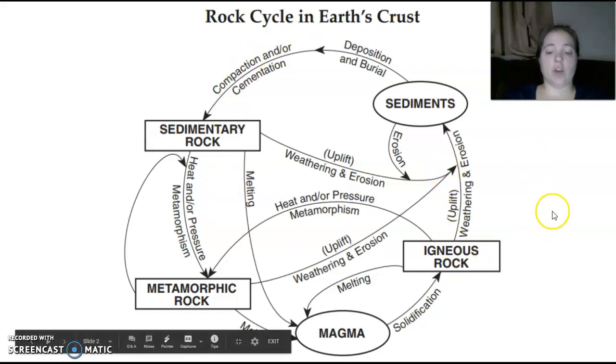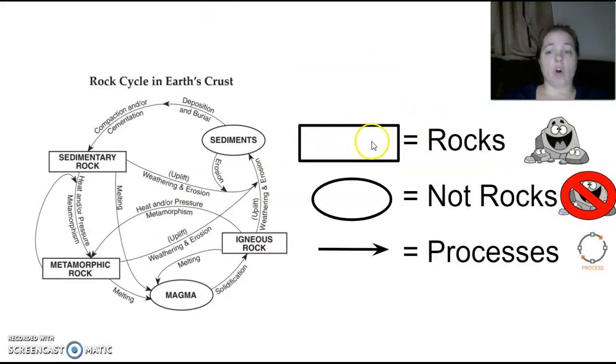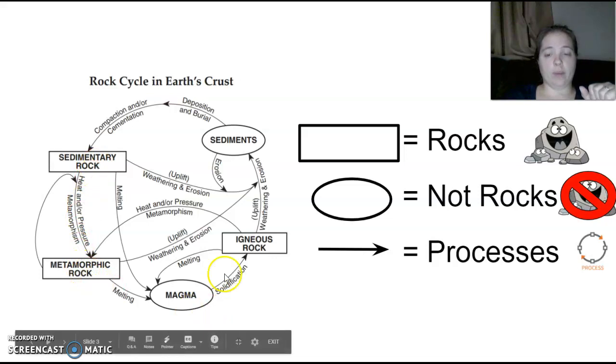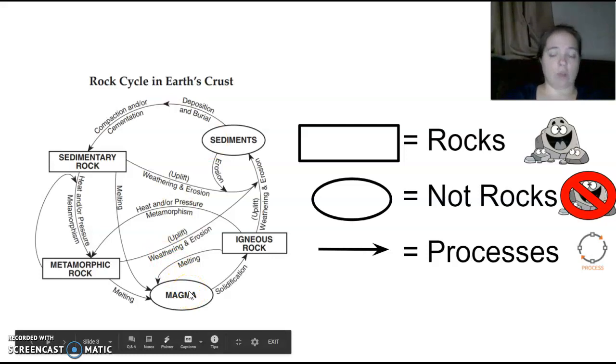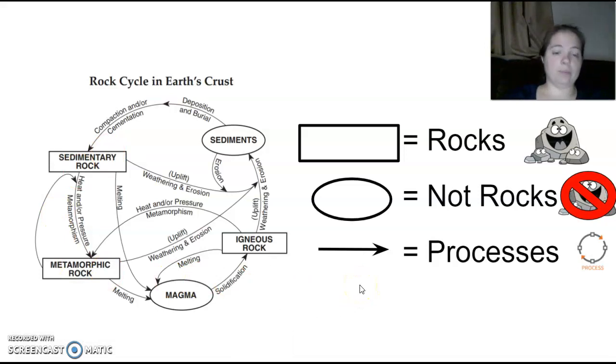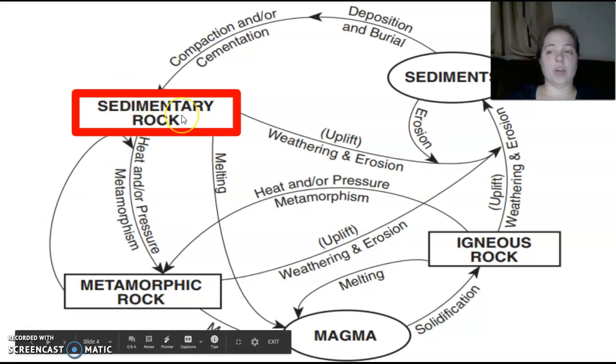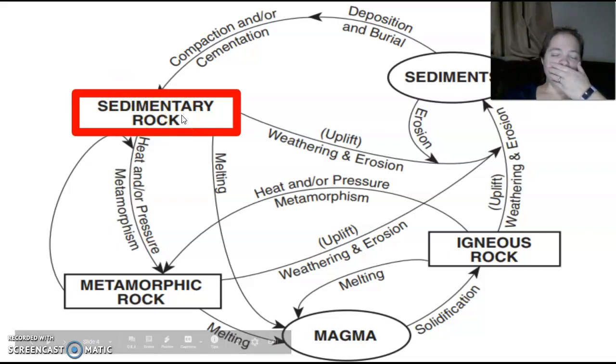And so you have this and you're like, okay, this is a lot. Well, I'm going to break it down a little bit. So the squares are the rocks. There's 3 types: igneous, sedimentary, metamorphic. The circles are not the specific rocks. So you have sediments, which is broken down rock, and then you have magma, molten rock. And the arrows are the processes, and you can see that they typically go in a circular motion, like it all goes around.